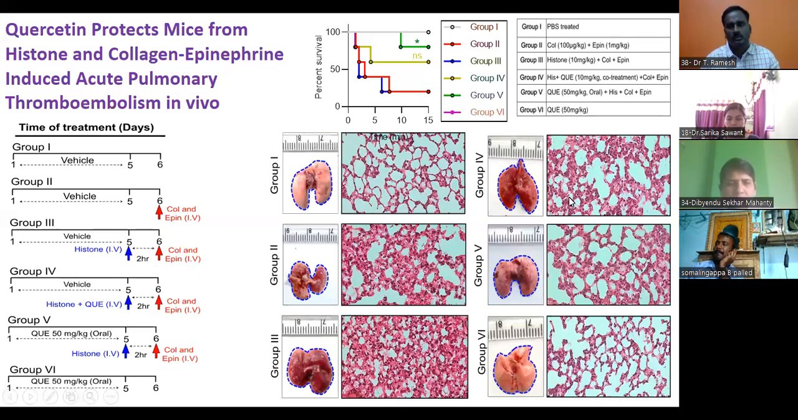In the fourth group, the pre-incubated group, both quercetin and histone pre-incubated, followed by epinephrine, it looks similar to group 2. Whereas in group 5, you can see a significant reduction in microthrombi when compared to group 2, group 3, and group 4. So this clearly suggests it is better to give quercetin before collagen.